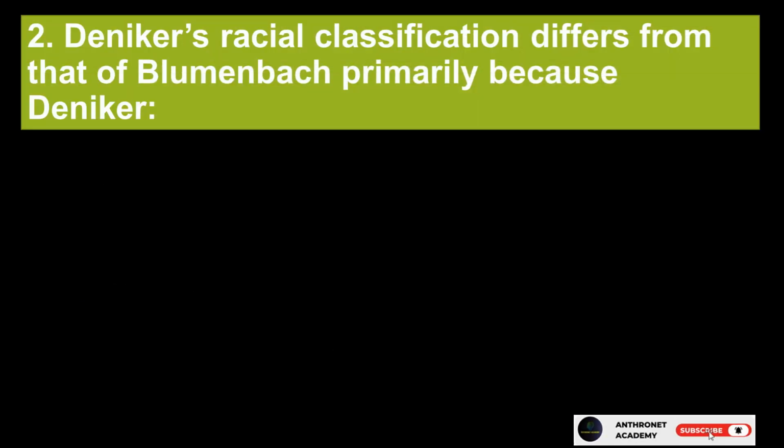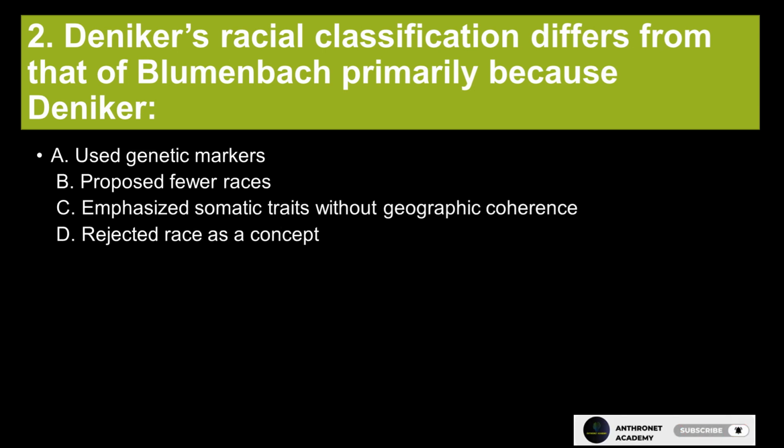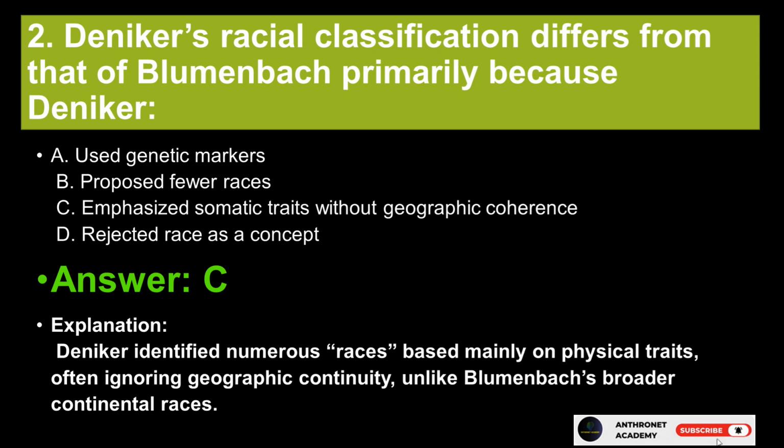Question 2. Dankmeijer's racial classification differs from that of Blumenbach primarily because Dankmeijer: A. Used genetic markers. B. Proposed fewer races. C. Emphasized somatic traits without geographic coherence. D. Rejected race as a concept. Answer: C. Explanation. Dankmeijer identified numerous races based mainly on physical traits, often ignoring geographic continuity, unlike Blumenbach's broader continental races.